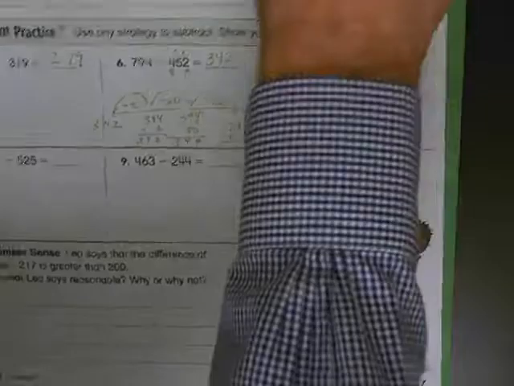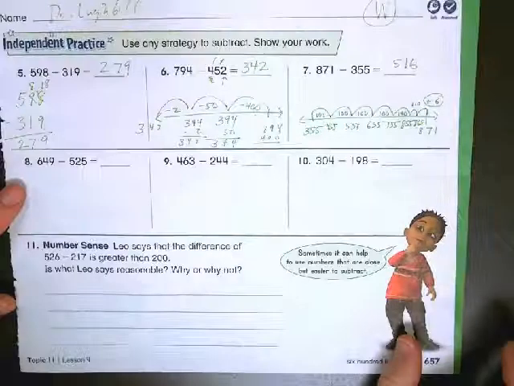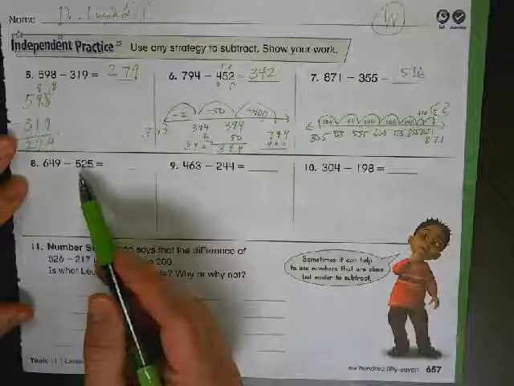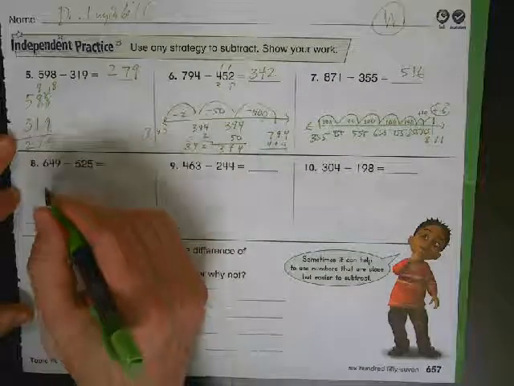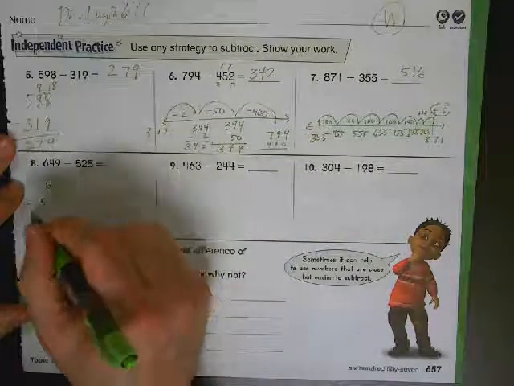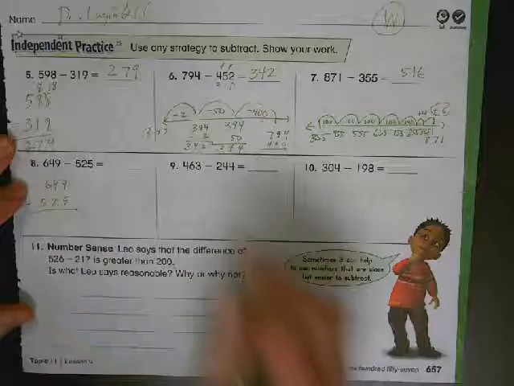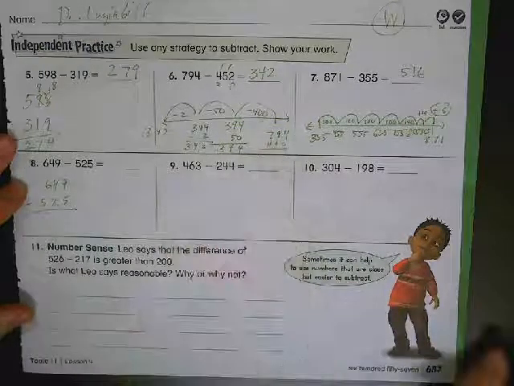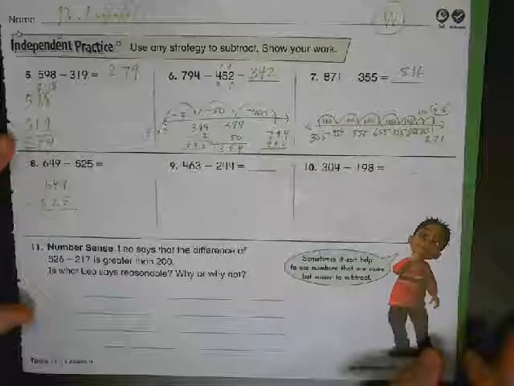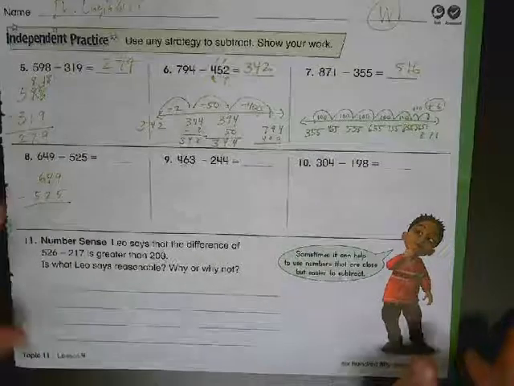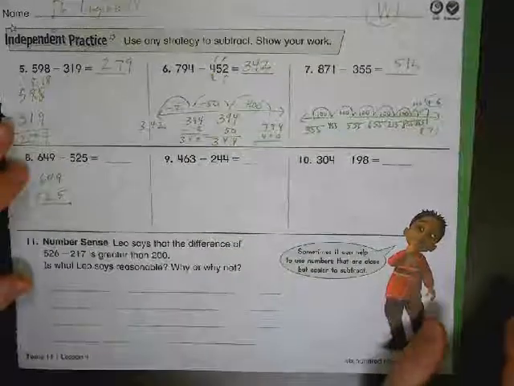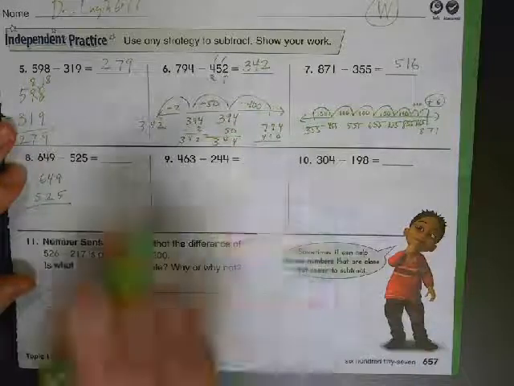So I'm going to give you the option here of trying whatever strategy you want. I'll give you a hint on some of these. This one will be great for regrouping, stacking. This one doesn't require regrouping. This one does require regrouping. You might want to do an open number line. And this one requires regrouping. You might want to do an open number line. Or if you want to try regrouping or adding up or subtracting down from the open number line, you're more than welcome to, but I need you to solve the next 3 problems.